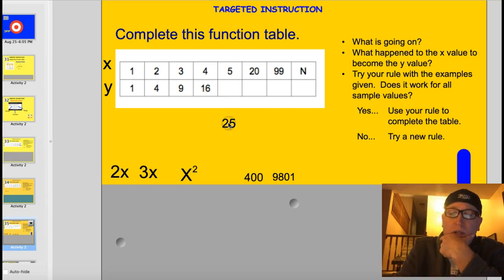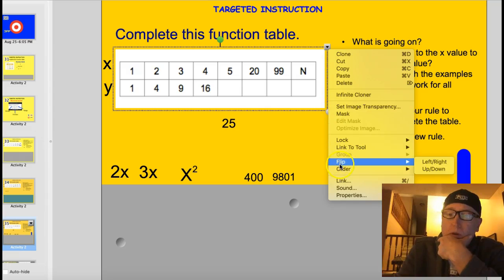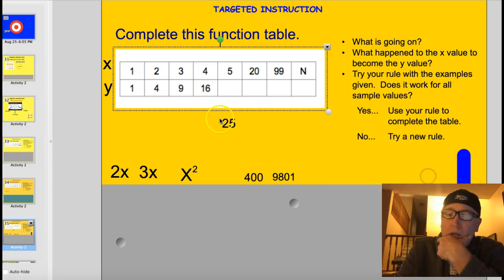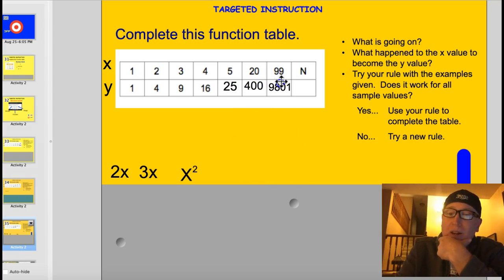5 squared is going to, I'll have to send this to the back here real quick. Order, send to the back. 5 squared would be 25. 20 squared would be 400, 99 squared would be 9801. And again, the old nth term is whatever x is, you square it. So the y is equal to the x squared.